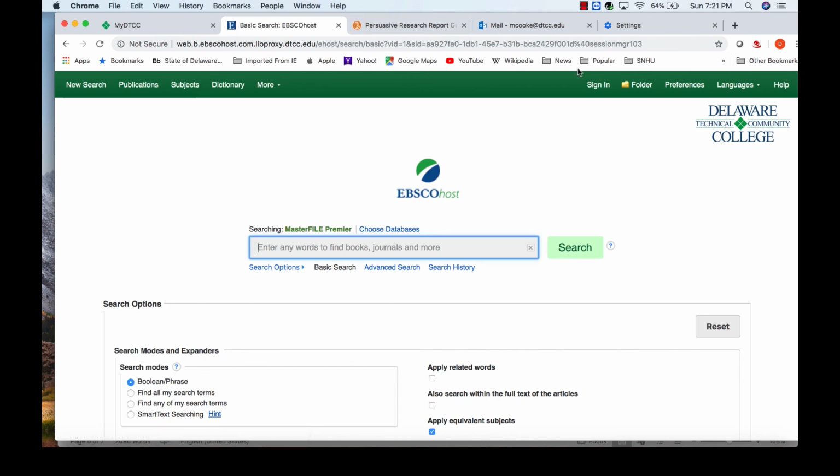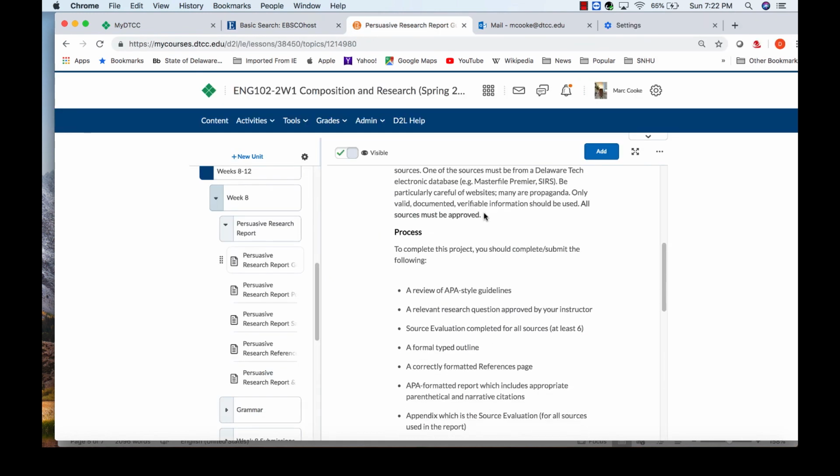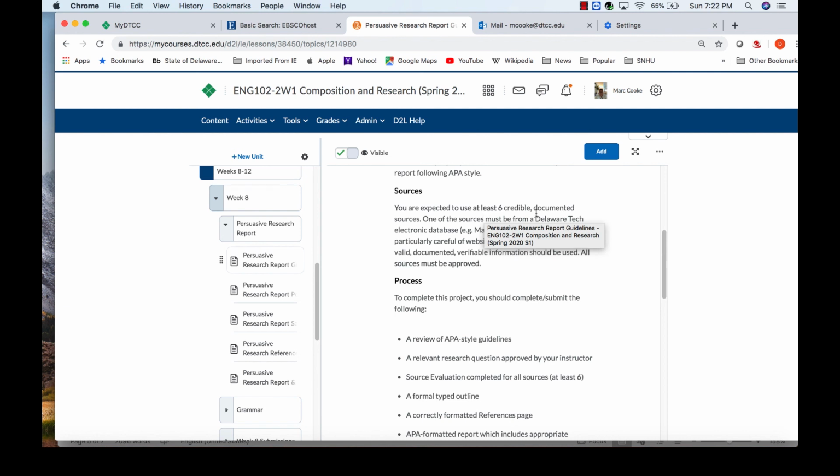The reason why Masterfile Premier is good is that it is a compilation of newspaper articles, and so these are easy to understand versus academic journals. All right, so 6 sources. One has to be from the database. If you have more, that's great. Otherwise, you can use things from the internet as long as it's considered a credible source. And we have the whole lesson on information literacy that you need to follow.